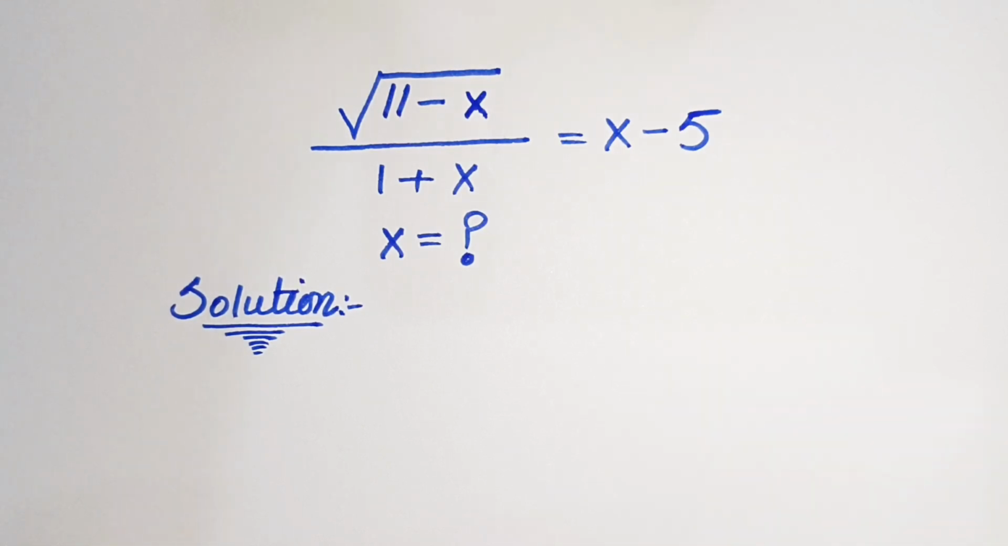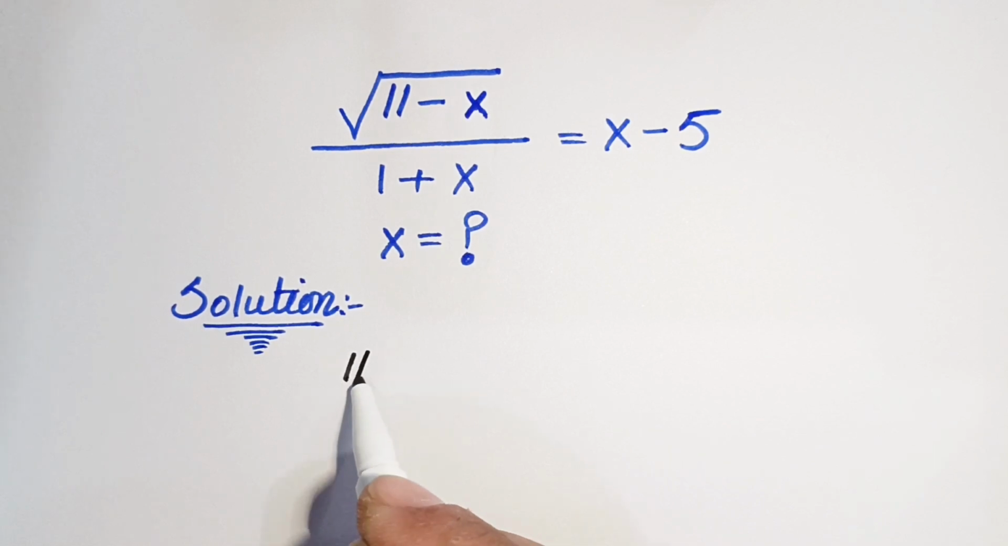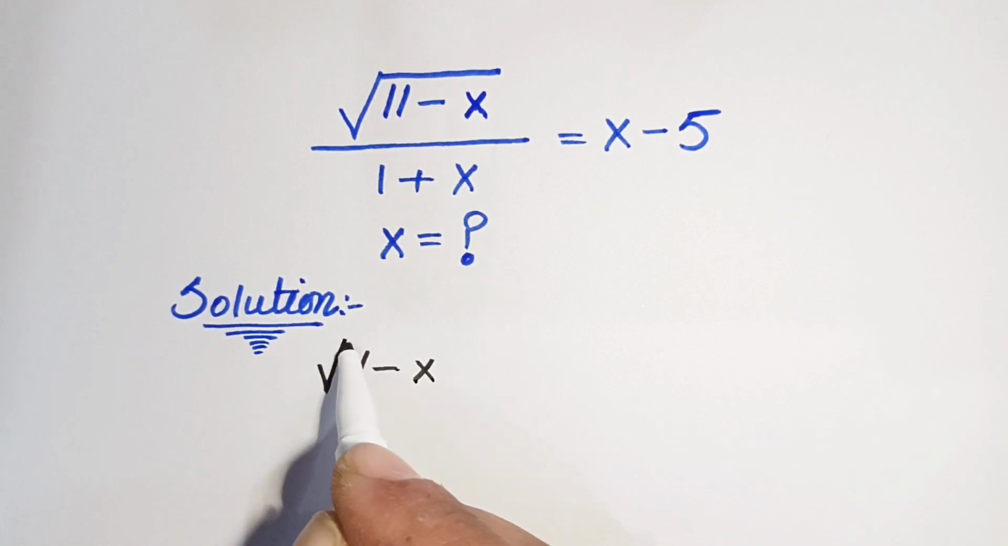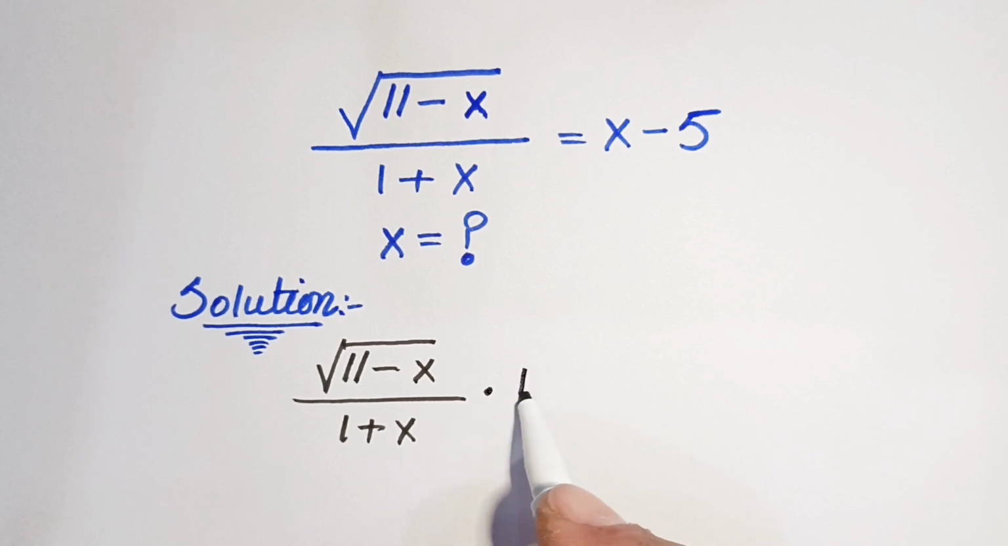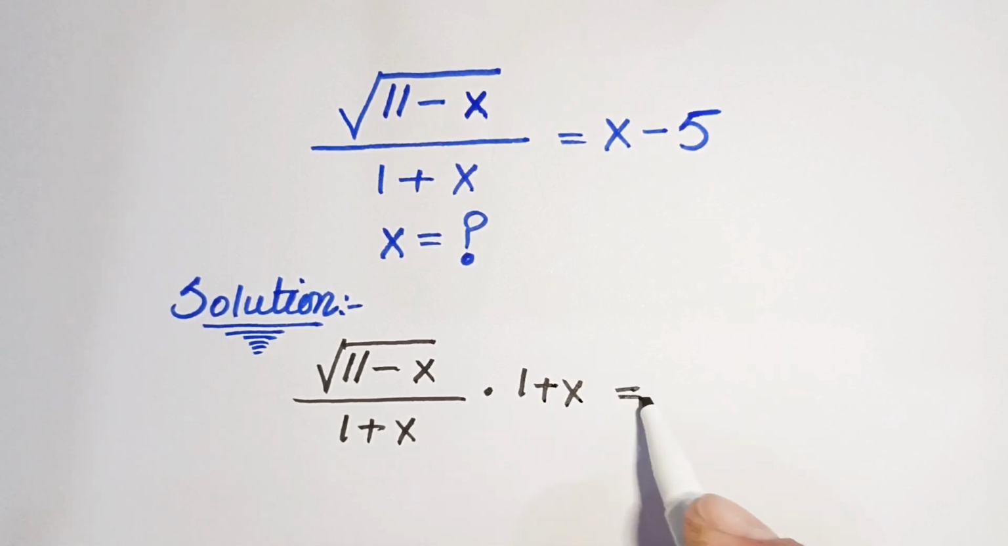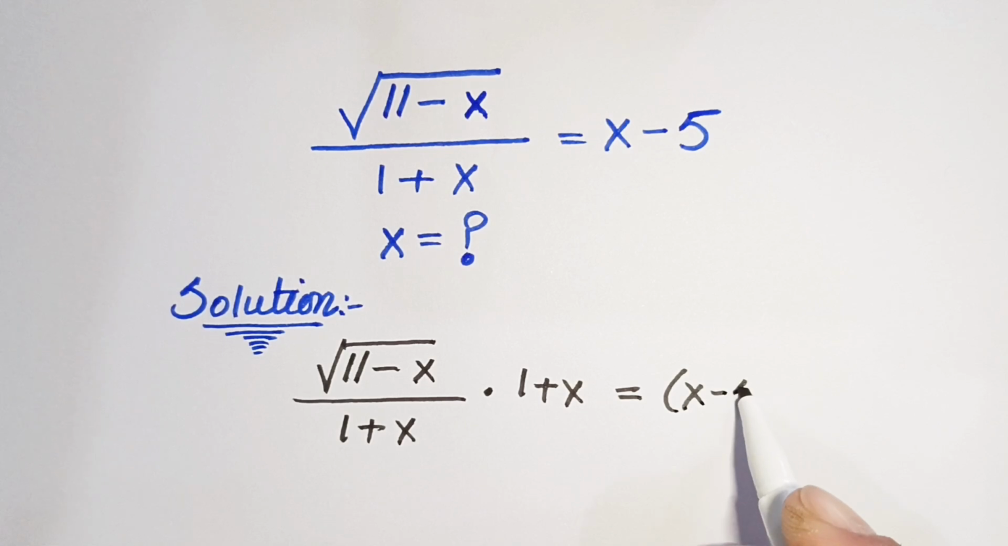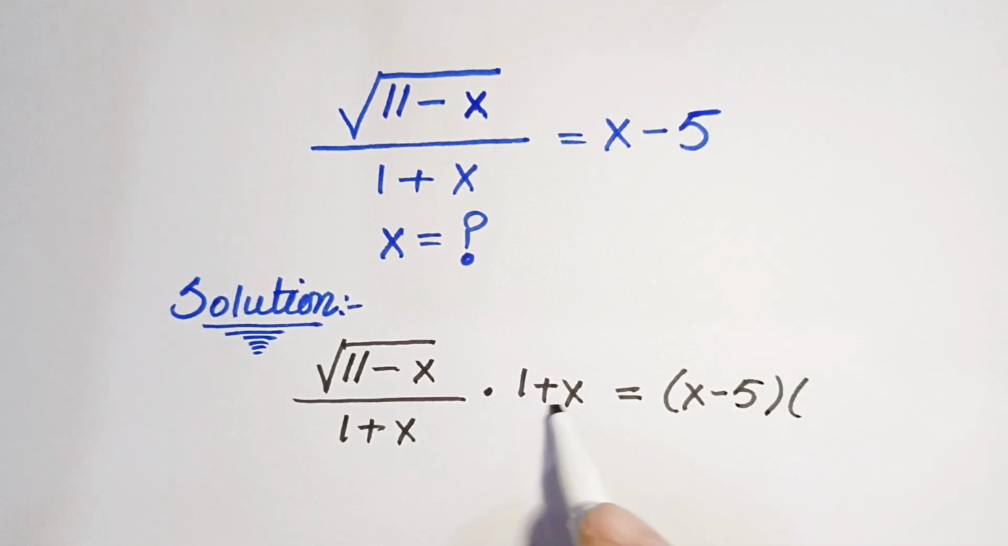Today our problem is (11 minus x) whole square root over 1 plus x is equal to x minus 5. So we need to find the value of x here. Now starting our solution, that is (11 minus x) whole square root divided by 1 plus x, and if we just multiply 1 plus x on both hand sides, we just write here 1 plus x is equal to x minus 5 times this 1 plus x.